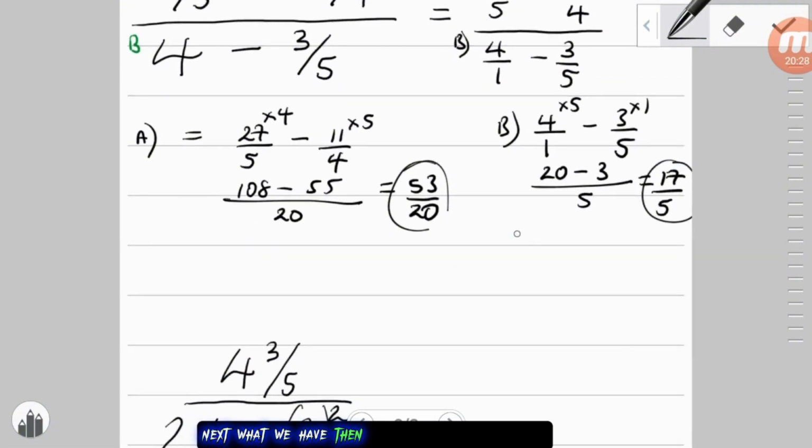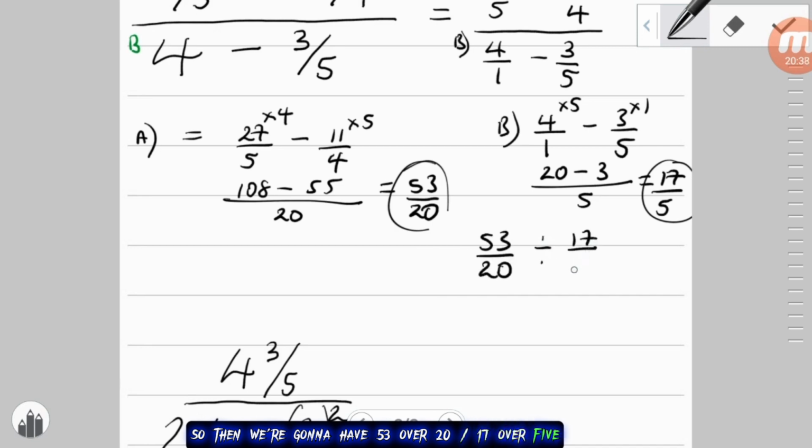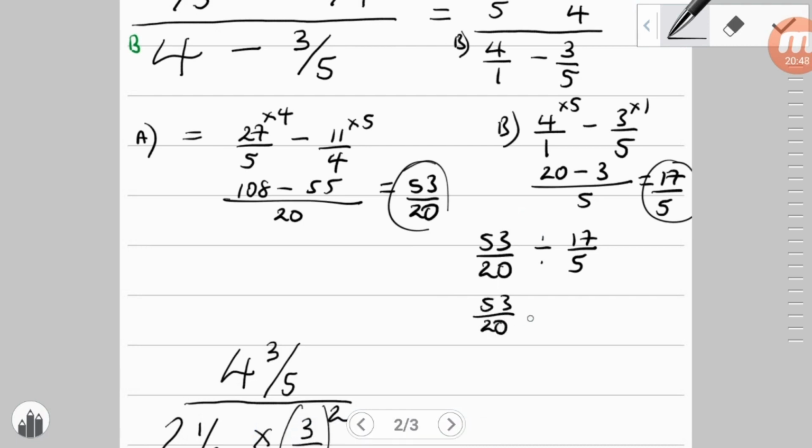Next, what we have then is to divide both answers. So then we're going to have 53 over 20 divided by 17 over 5. Because we're dividing two fractions, we are going to need to reciprocate. So we're going to have 53 over 20. We'll then convert our division sign to a multiplication, and we're going to invert the last fraction, 5 over 17.